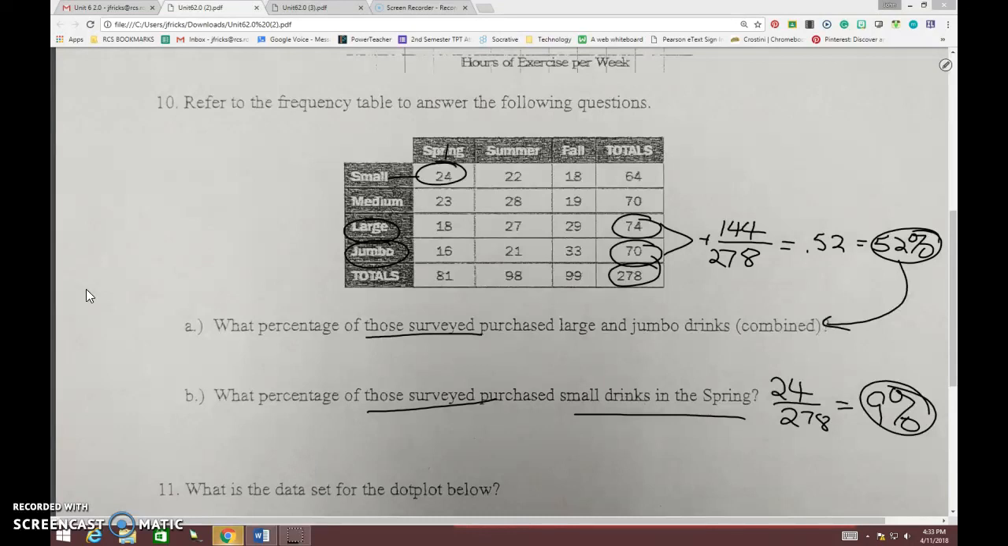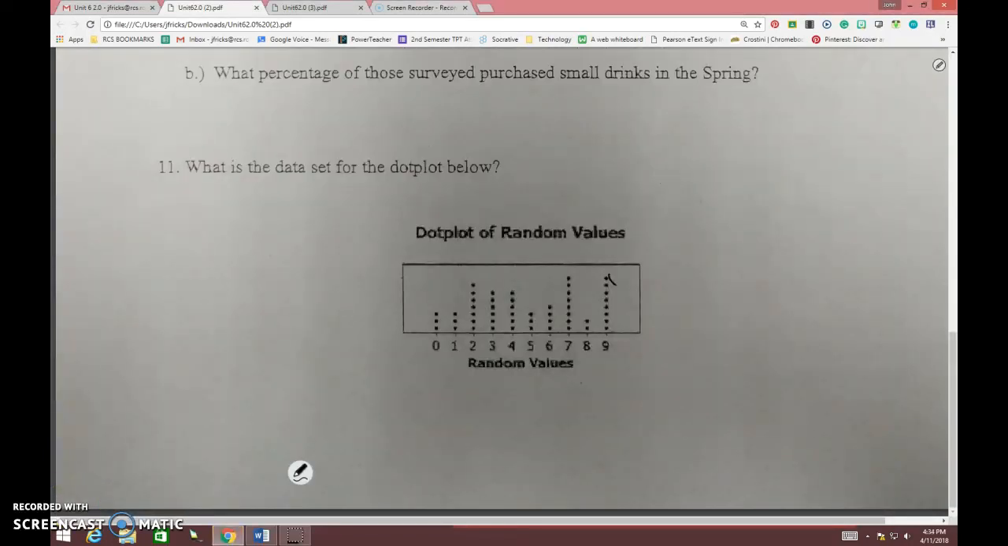Questions on number 10? Hope not. Should have been a pretty easy question. Let's go on to number 11. Number 11 is a really easy question. All you have to do is look at the dot plot and list how many numbers you see. So like here for 0, you have 3 dots. Those 3 dots mean there are 3 zeros.